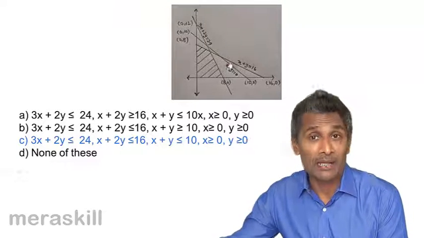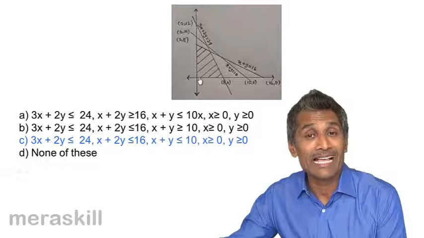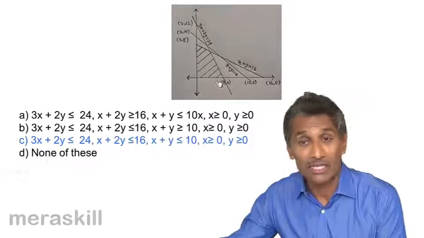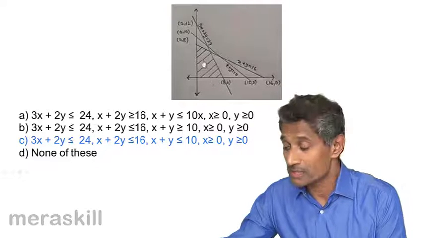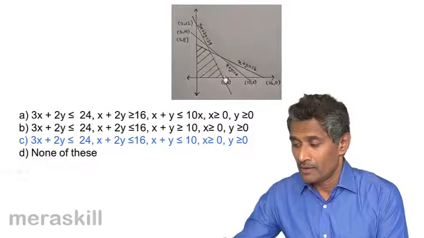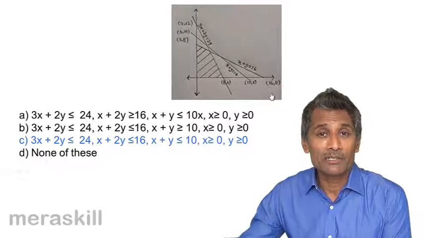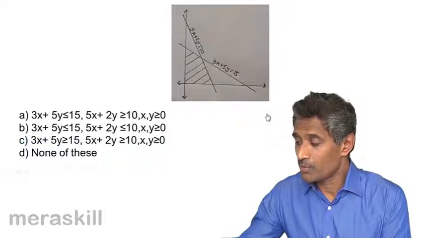Now remember, again I repeat it, whenever you have this kind of regions which are bound by the x and y axis, it is absolutely mandatory to indicate x is greater than or equal to 0 and y is greater than or equal to 0. Let's pause. Let's move over to the next example and check what we have over here.